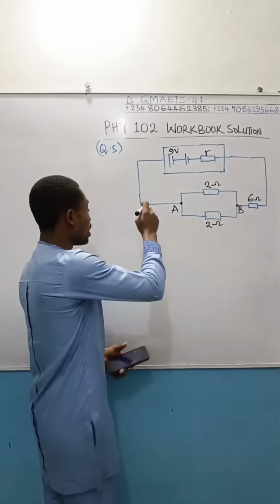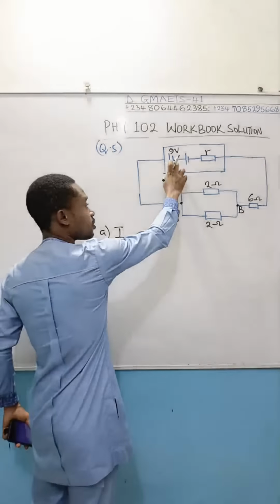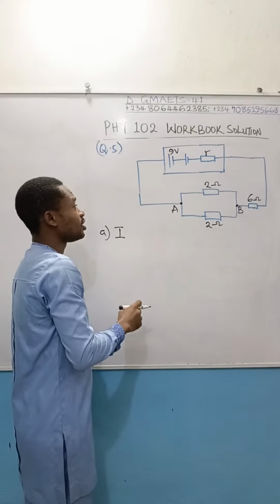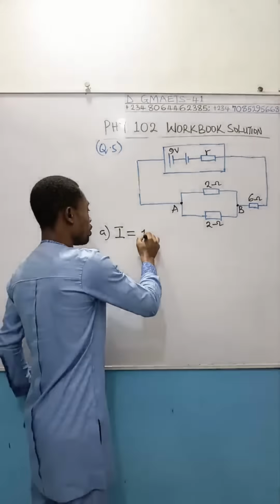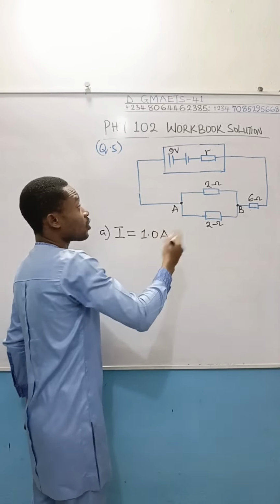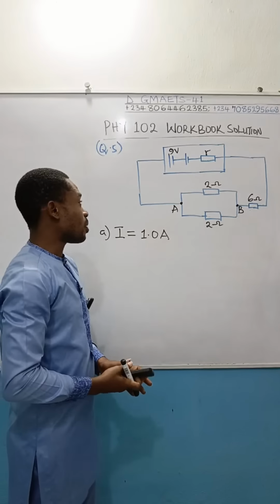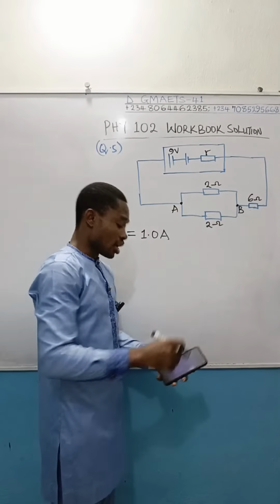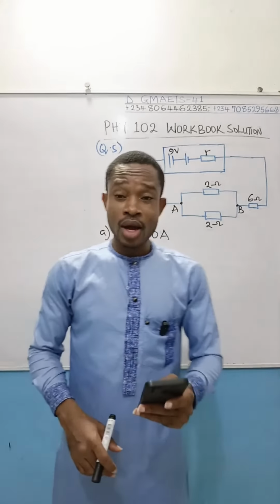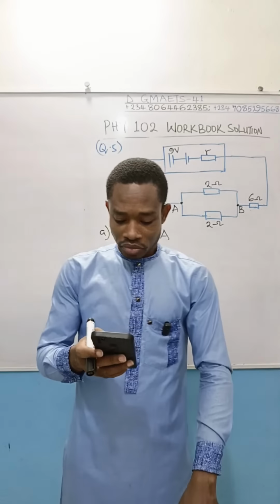Now, as given in this question, the current produced by this cell, this 9-volt cell, is 1.0 ampere. If this cell is producing 1.0 ampere, we expect that current to flow this way. So the current in the circuit is 1.0 ampere. Are you following? That's the current in the circuit.